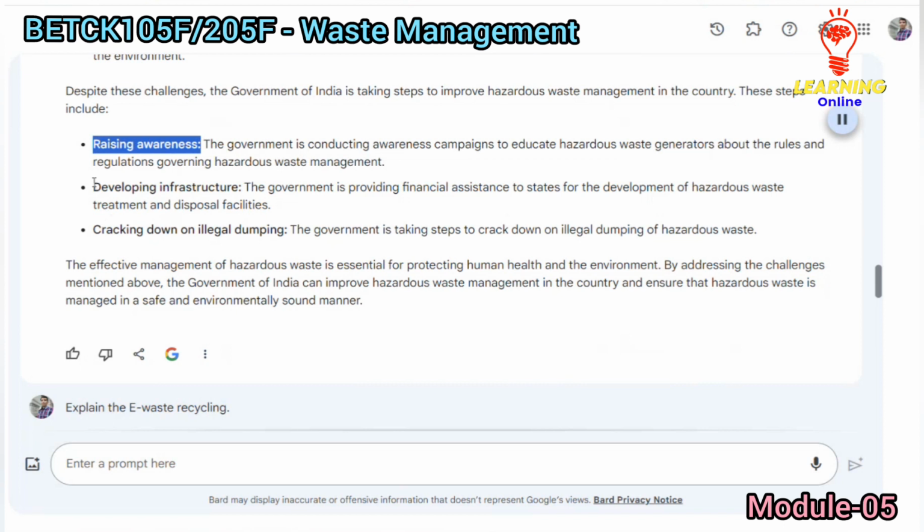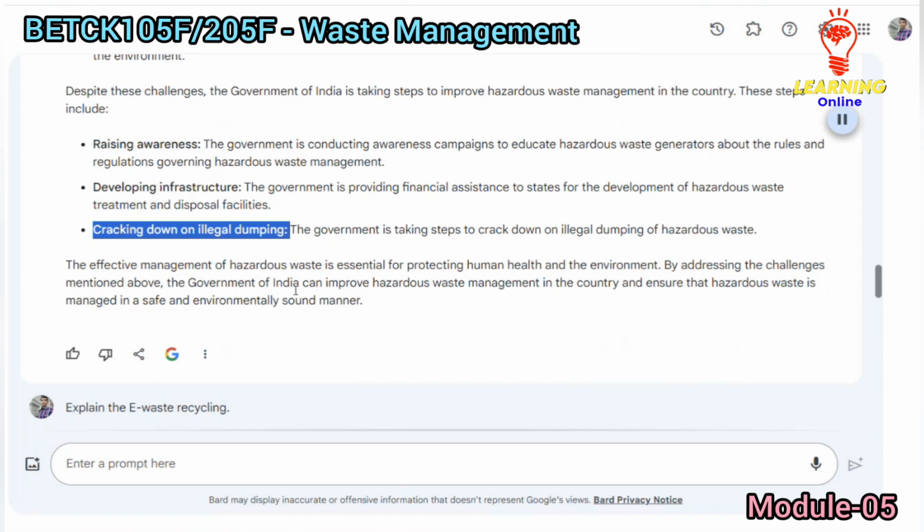The government is conducting awareness campaigns to educate hazardous waste generators about the rules and regulations governing hazardous waste management. Developing infrastructure. The government is providing financial assistance to states for the development of hazardous waste treatment and disposal facilities. Cracking down on illegal dumping. The government is taking steps to crack down on illegal dumping of hazardous waste.